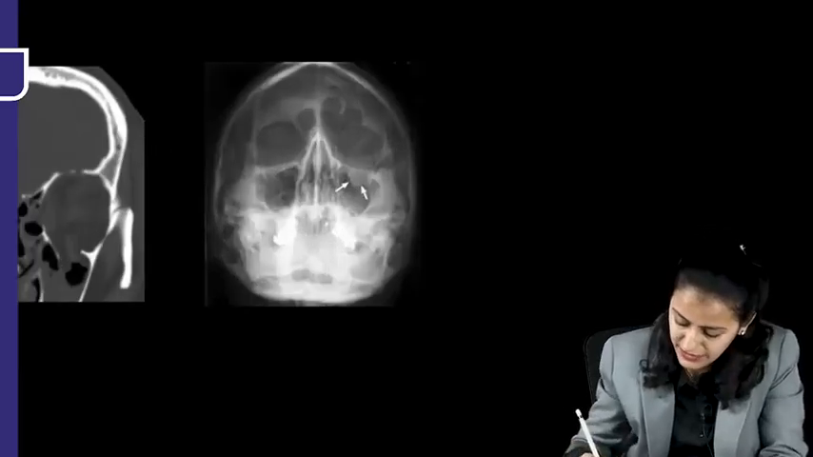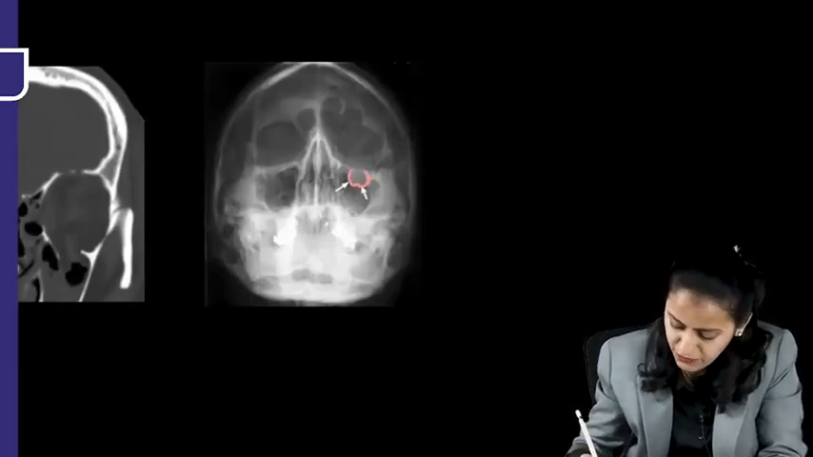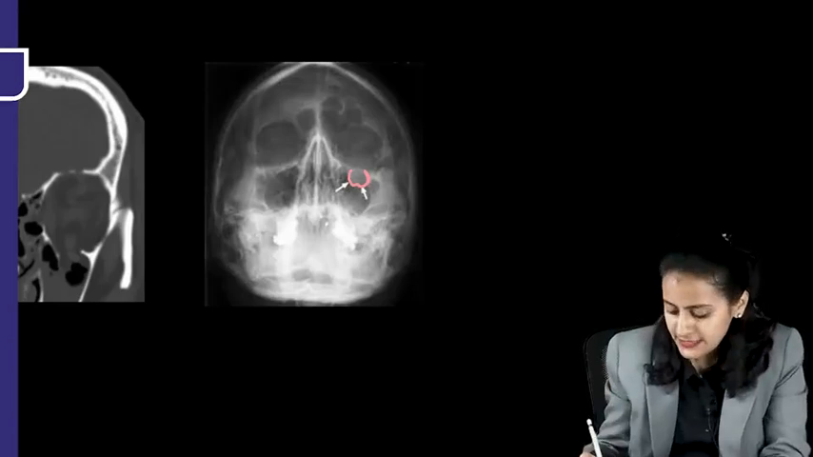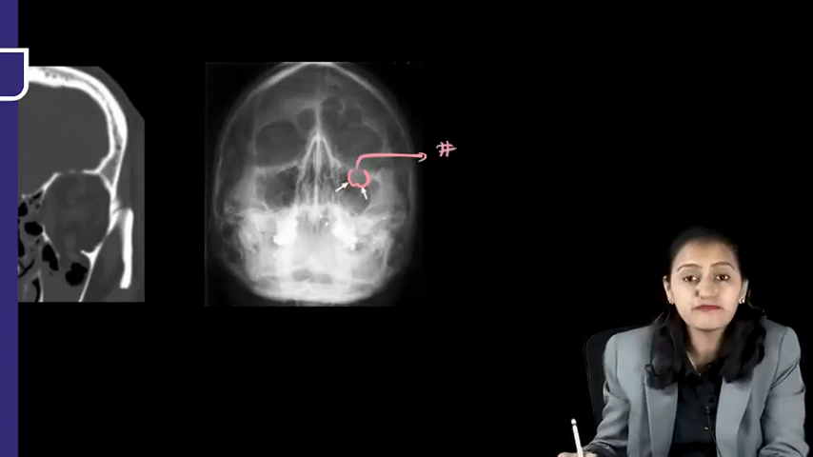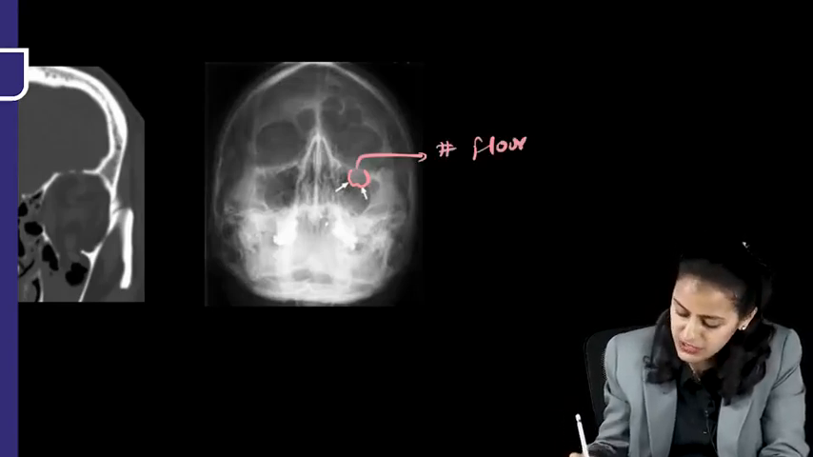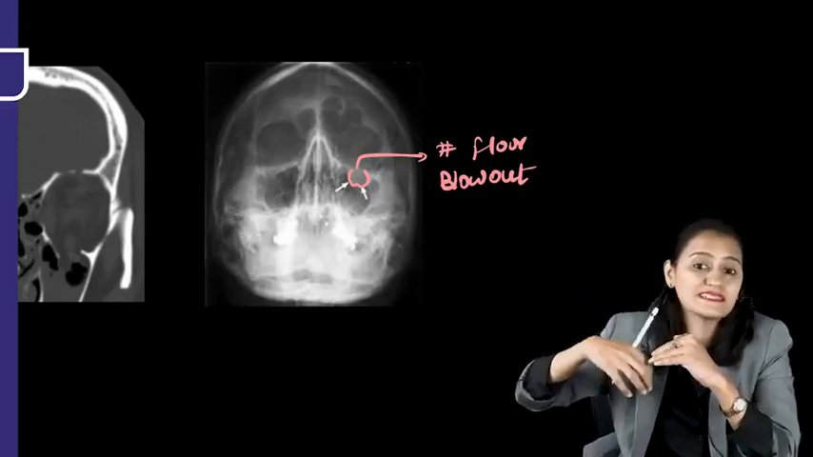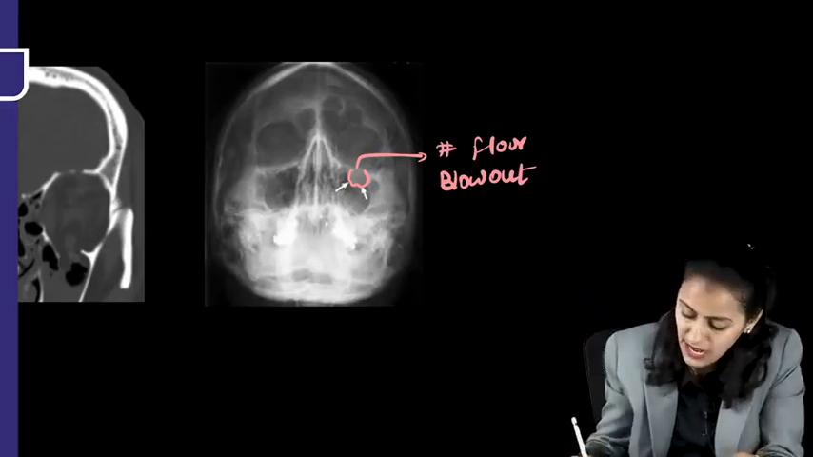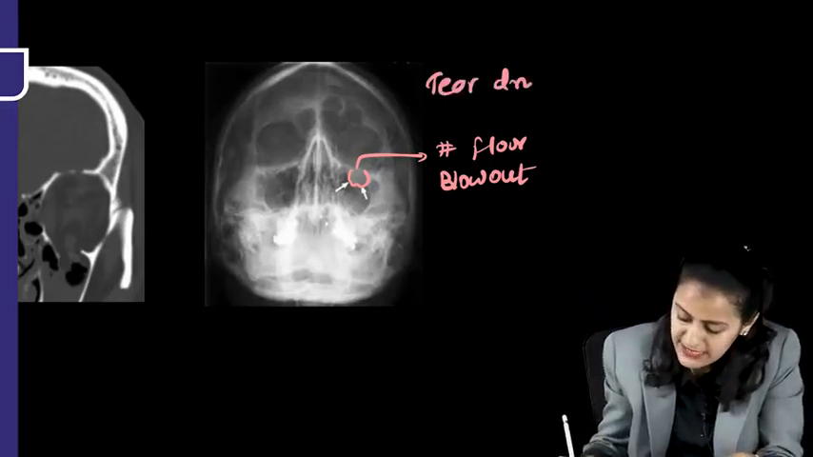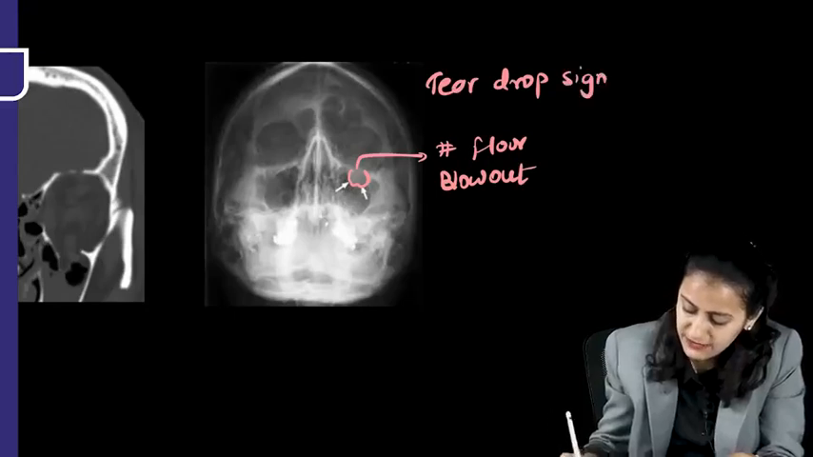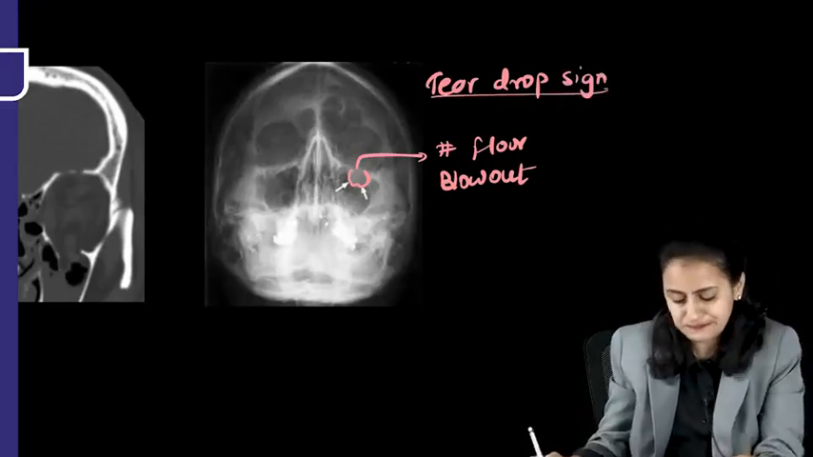Okay. Next one. What sign are we seeing here? First, have a look at the radiograph. There is something coming here from the floor of the orbit. So basically, there is a fracture of the floor of the orbit, which is called a blowout fracture. And through that fracture, the fat and the muscle, the inferior rectus muscle, can herniate out. That is called the teardrop sign.